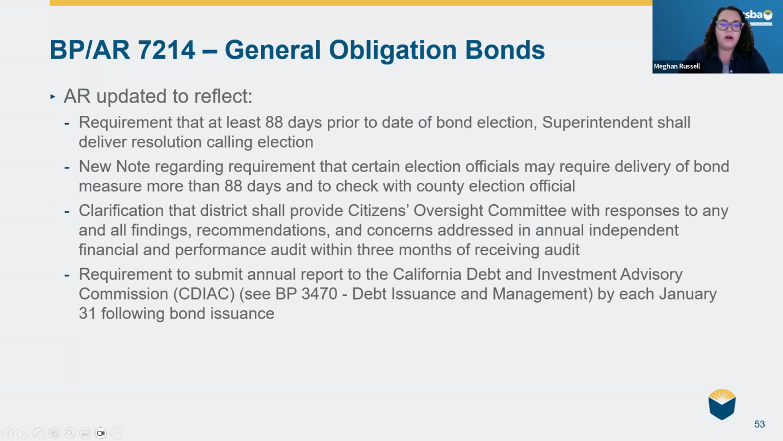We also updated the AR. And again, these are existing requirements in law, but we really wanted to kind of provide a clear roadmap of the obligations for calling a bond election, what that process looks like. And that also includes that if there's a Prop 39 election, that there's a Citizens Oversight Committee as well. And then there's also some reporting requirements after a bond financing, that there's documents that go to CDIAC, the California Debt and Investment Advisory Commission. But again, that's something that your bond counsel should be able to work with you on. The next slide, please.